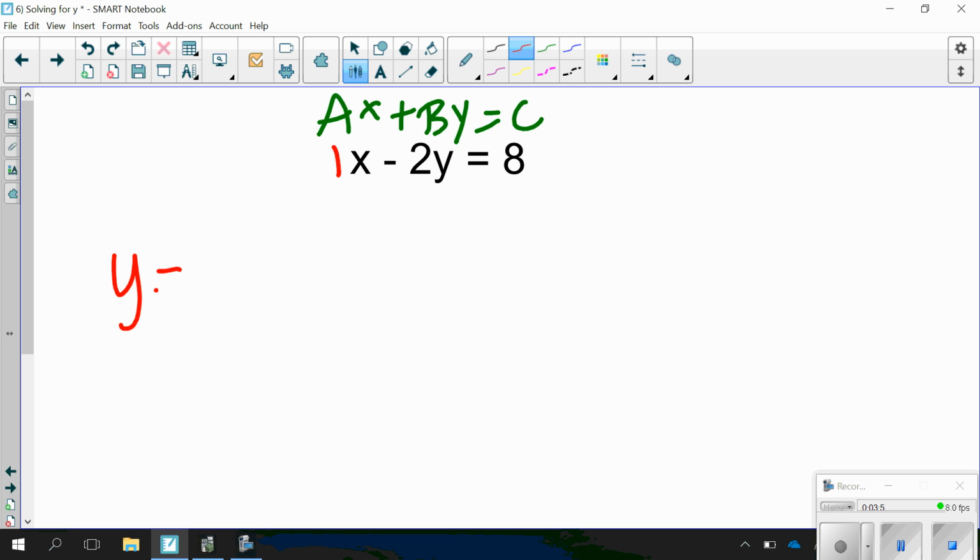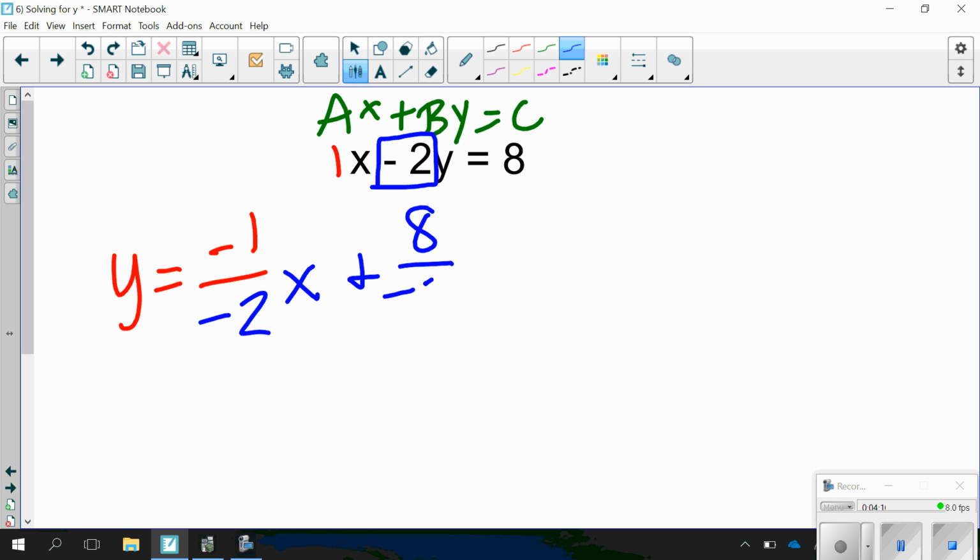So y equals the opposite of a. This is the most common mistake that students make, is that my b is negative 2. If there's a subtraction sign, you have to take that with you. So my b is negative 2, x plus my c is 8, and my bottom is negative 2. Notice your bottoms are always the same.